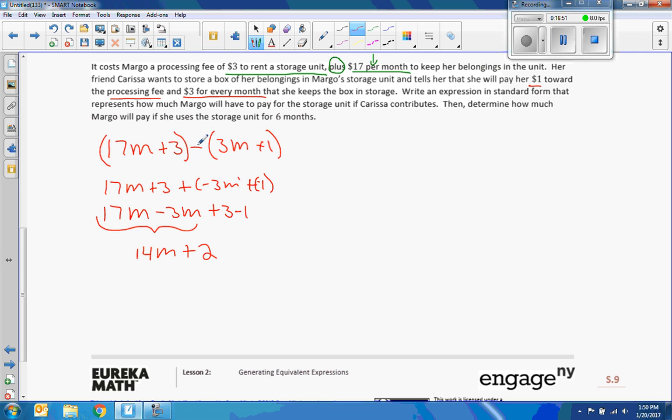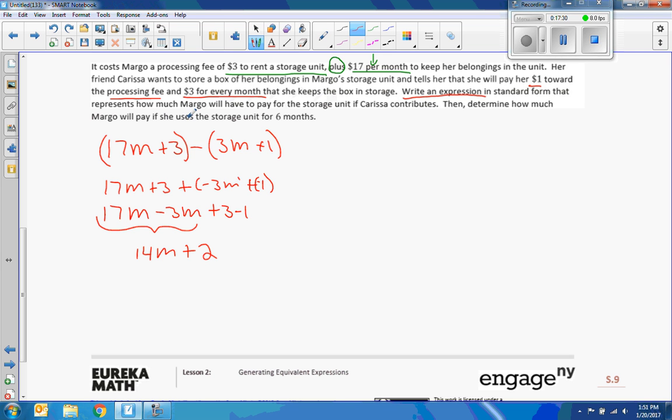Just making sure. 3m plus a negative 3m plus 1 would be plus a negative 1. Okay, that's better. So she's going to pay $14 per month plus $2 processing fee. Okay, now that makes sense. So there's my ending expression. Write an expression in standard form simply means all your variables combined, all your like terms combined, and simplified. That is standard form.